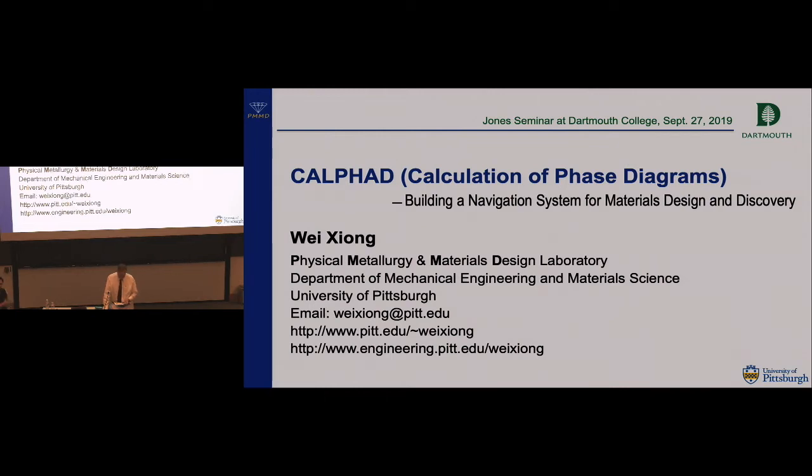proposals. Wei got a Doctor of Engineering from Central South University in Changsha, China, PhD from KTH Royal Institute of Technology in Sweden. He then spent time as research associate at the University of Wisconsin-Madison and Northwestern University, and since 2016 has been at the University of Pittsburgh as an assistant professor, where he's director of the Physical Metallurgy and Materials Design Laboratory.